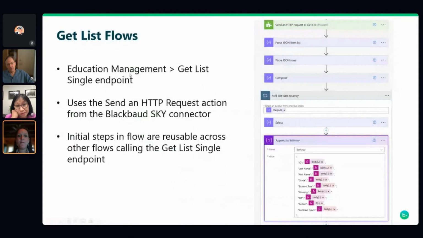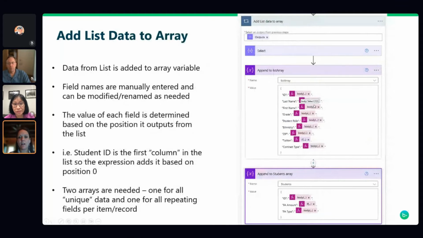So that one is what I'm grouping in as the get list flows. That example, along with the student course enrollment report, are really similar for the beginning part of their flows. And all of this right now is shared out on the community, so it will be available if anyone wants to dive in and start trying to use it. But it's all plugging in, again, to the send an HTTP request action. And then it uses various parts to append that data to a list array for us to use later on.